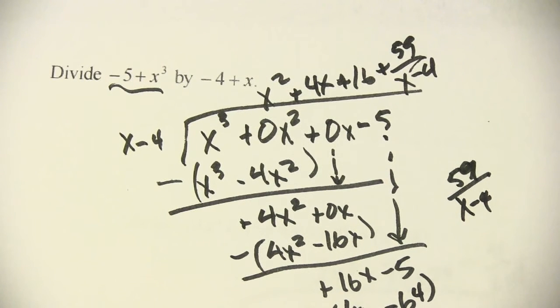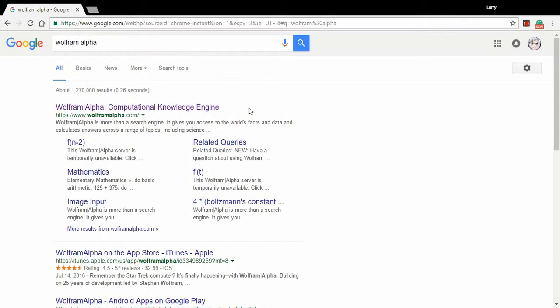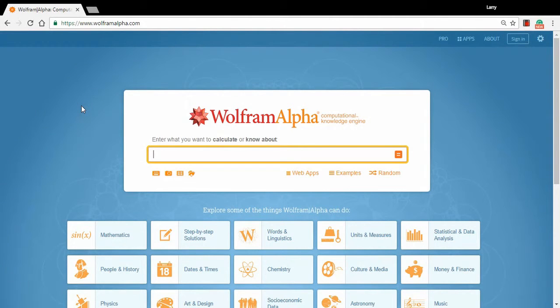Now let me show you how to do this on a computer application like Wolfram Alpha. Any sane adult, as I was mentioning before, would probably use a different method to divide polynomials other than long division. And one great method is this website called Wolfram Alpha. It can do all kinds of wonderful math computations and show you visual representations of those things. So it's a pretty cool tool to use.